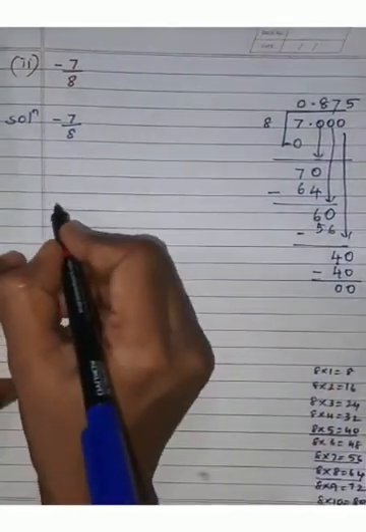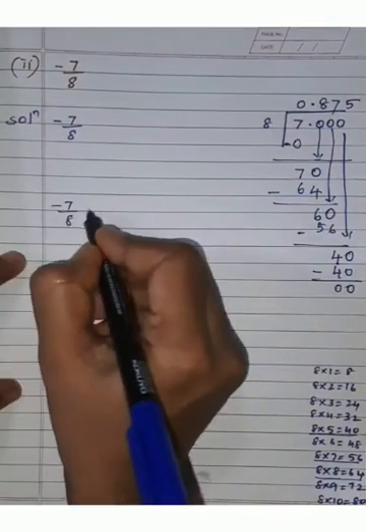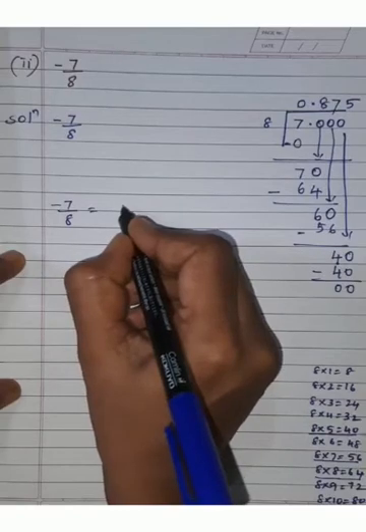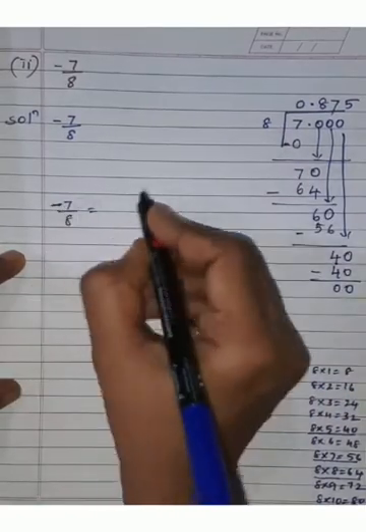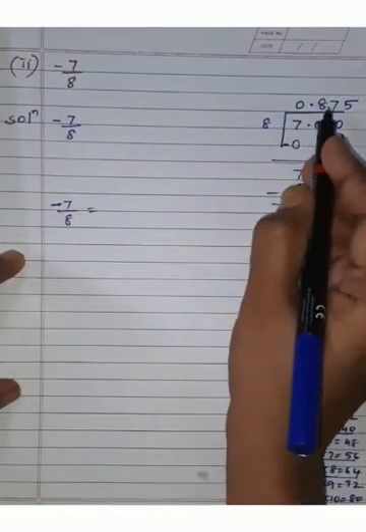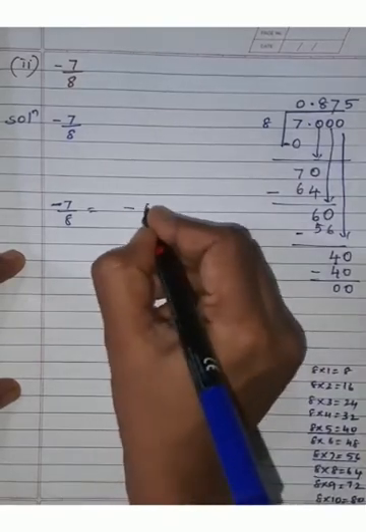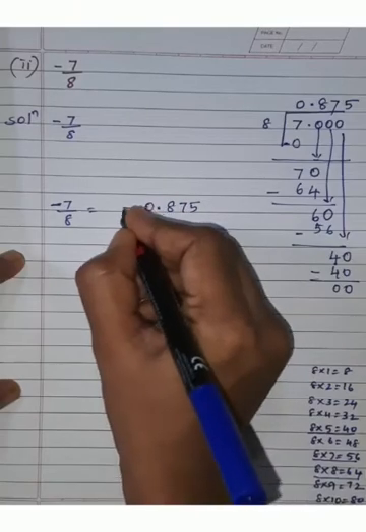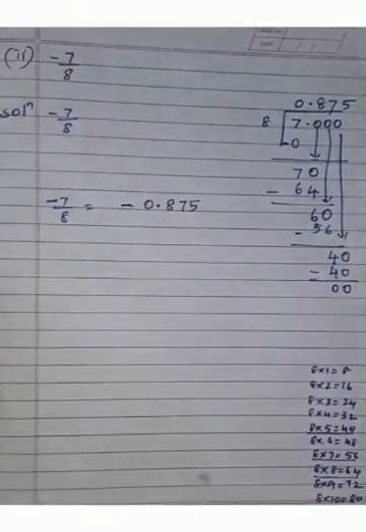So that means, children, the decimal form of minus 7 upon 8 is, see now it is here minus. So you can't write only 0.875. So you have to write minus 0.875 is your answer.